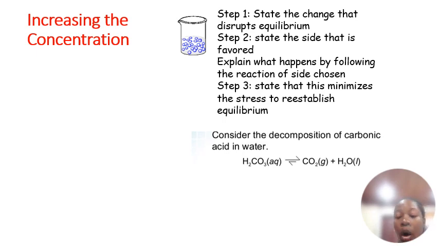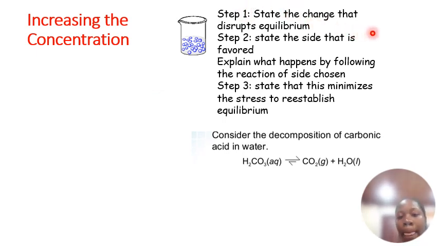Now, I could have asked you what is the effect of increasing the concentration of carbonic acid or water, but for this example, I just use carbon dioxide. So don't feel like you're restricted in any way possible. Just read the question, and according to what the question asks you, you answer. Easy. So you have 3 steps. The first step is you have to state the change that disrupts equilibrium. So in this case, we increase the concentration of carbon dioxide.